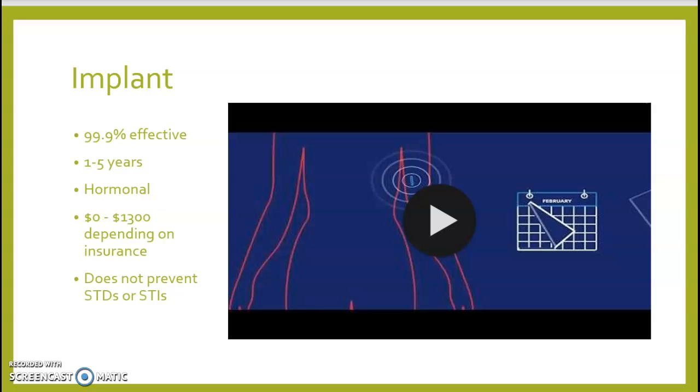So side effects: does not prevent against STDs, I guess we'll say for now. The percent of effectiveness is 99.9%, and the cost is $0 to $1,300. It depends on what insurance you have. A lot of these birth control methods will be covered by insurance, but not all. So let's take a look at this video right here.